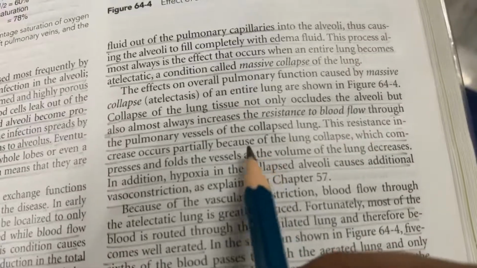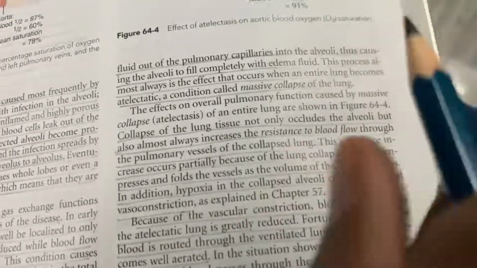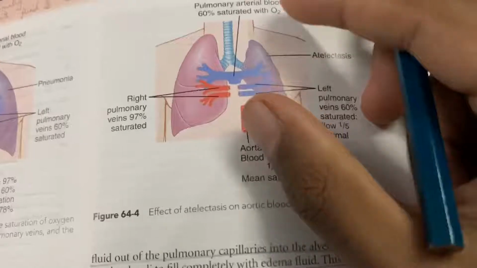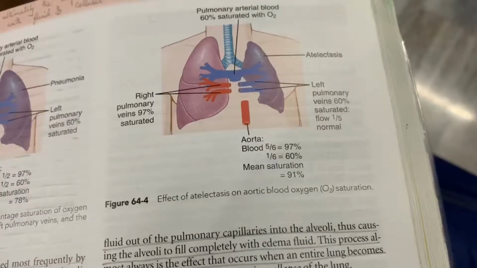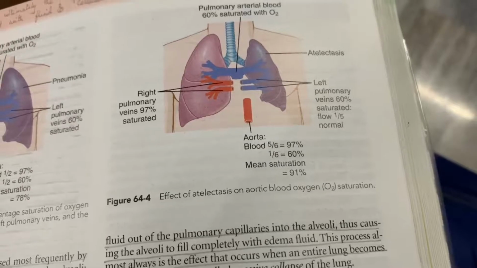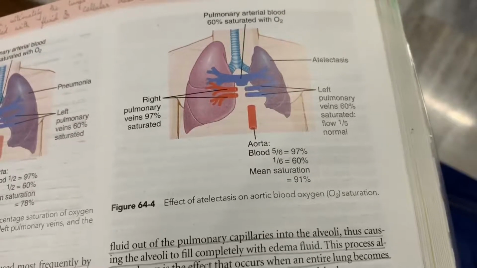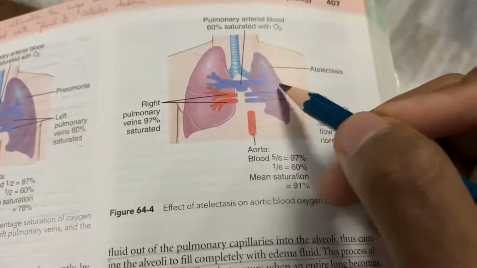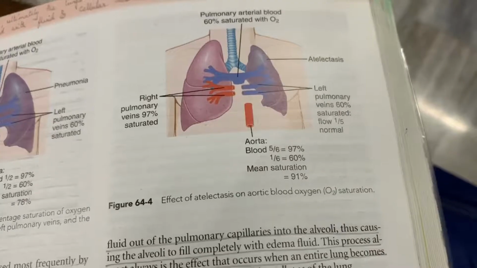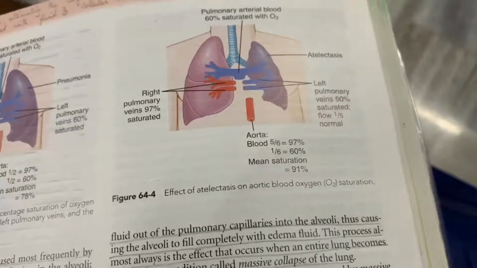This resistance increase occurs partially because of the lung collapse, which compresses and folds the vessels as the volume of the lungs decreases. In addition, hypoxia in the collapsed alveoli also causes additional vasoconstriction. Because of the vascular constriction, blood flow through the atelectatic lung is greatly reduced. Fortunately, most of the blood is routed through the ventilated lung and therefore becomes well aerated.